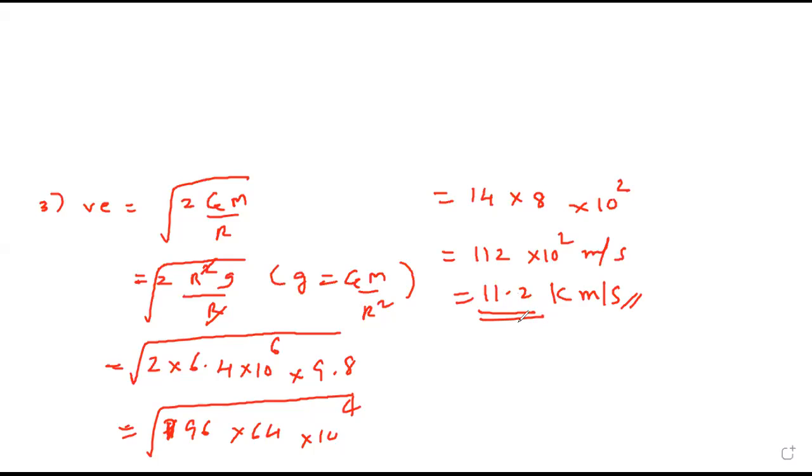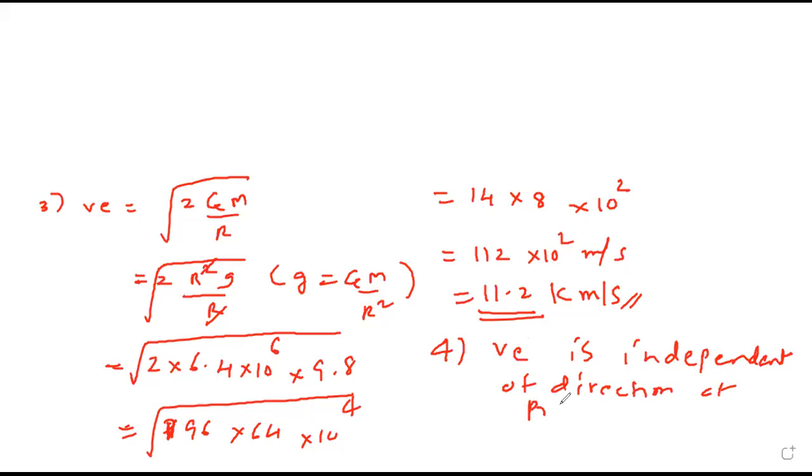That means if the satellite is imparted a velocity of 11.2 or more, then it will liberate itself from the gravitational influence of earth. VE is independent of direction. That means you throw in any direction, only the magnitude should be 11.2 or greater. So VE is independent of direction of projection. Right, these are 4 points. Again, 2 more points.